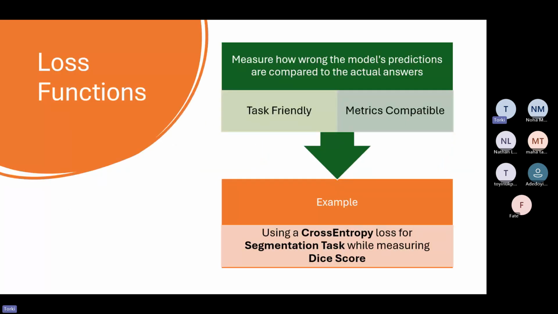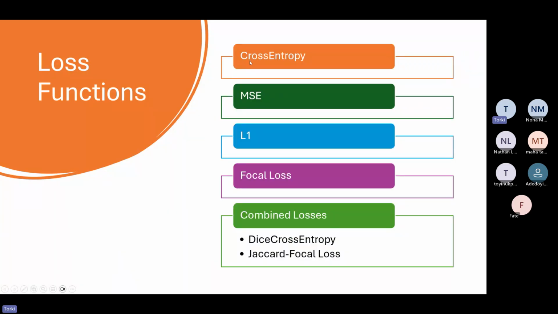The loss function that is used in training for some task, like our task, the segmentation, we usually use the dice score as part of the loss function. So we might combine cross entropy with dice score. The dice score is a very important loss to work with in semantic segmentation or instance segmentation. And these are the most common losses: cross entropy, MSE, L1, focal loss, or combinations like dice with cross entropy, and Jaccard focal loss.